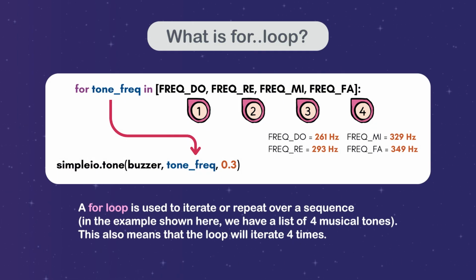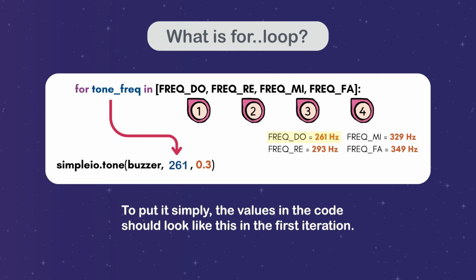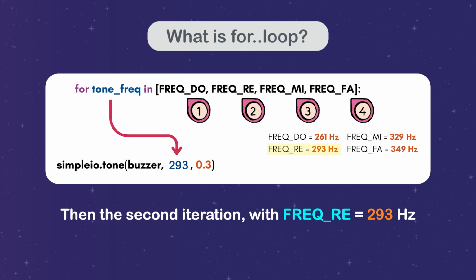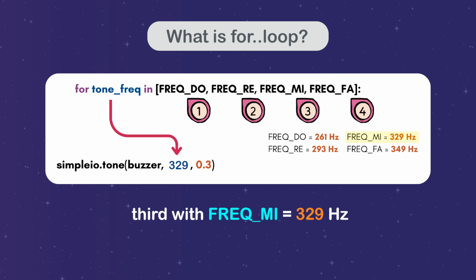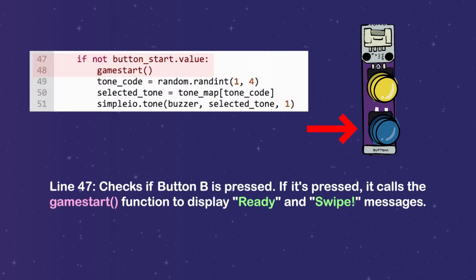A for loop is used to iterate or repeat over a sequence. In the example shown here, we have a list of 4 musical tones. This also means that the loop will iterate 4 times. During the first iteration, tone frequency will take on the value frequency Do 261 Hz. To put it simply, the values in the code should look like this in the first iteration. Then the second iteration with frequency Re 293 Hz, third with frequency Mi 329 Hz, and lastly frequency Fa 349 Hz.